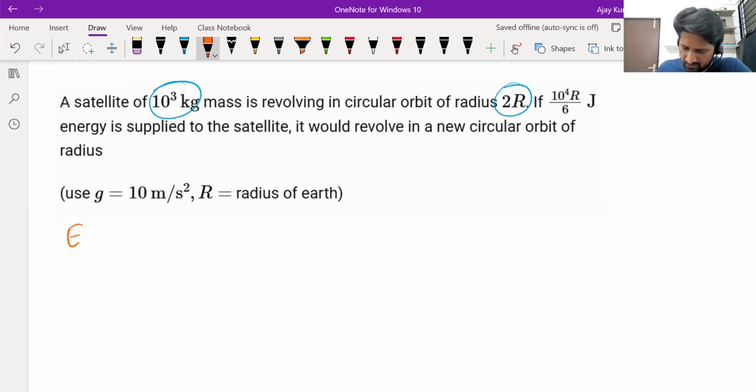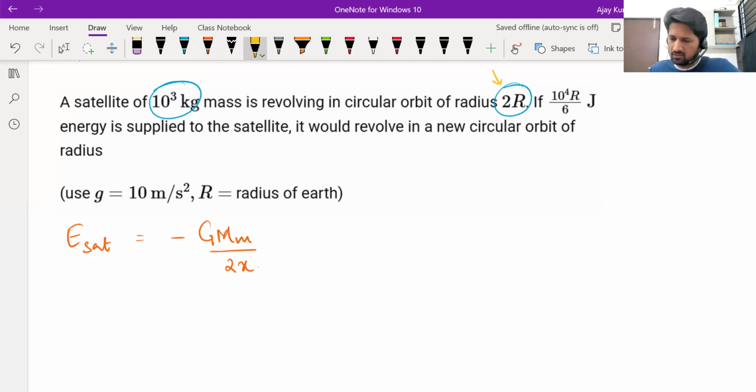So the energy of a satellite which revolves in an orbit of radius x is minus GMm by 2x. Okay. Now see, they said that it is revolving in an orbit of radius 2r, and after supplying that energy, 10 power 4 r by 6, in which new orbit will it revolve is what they are asking. So new radius is what we want.